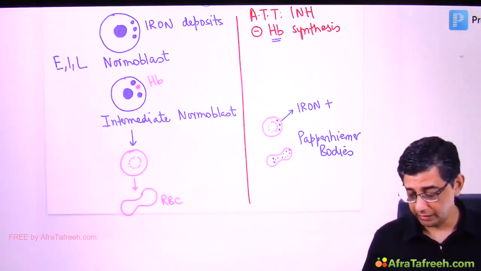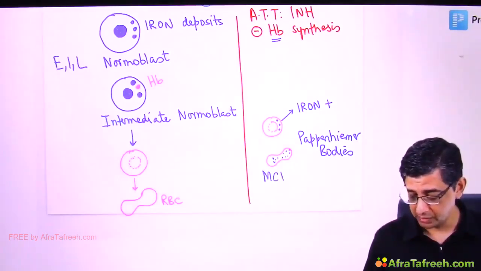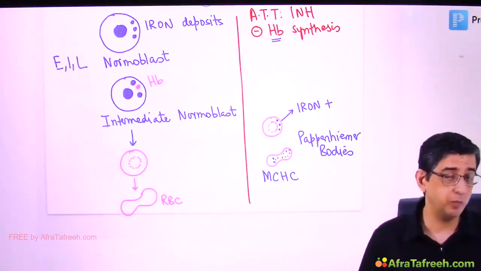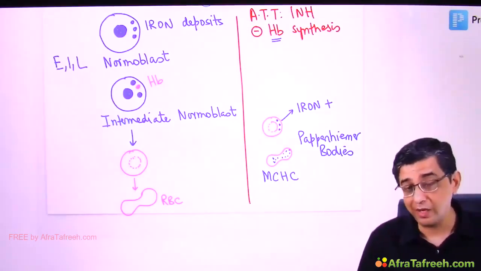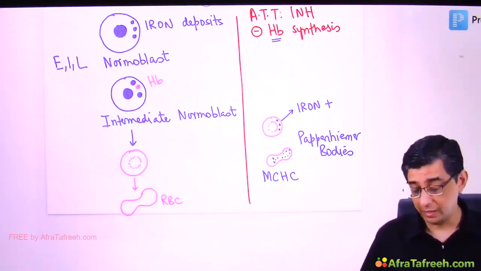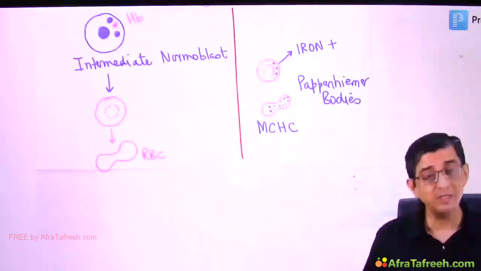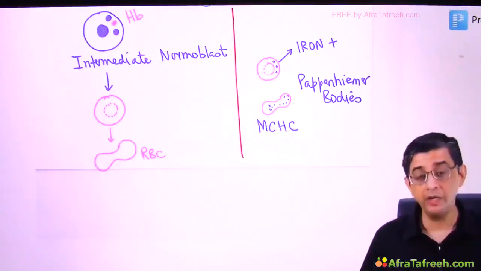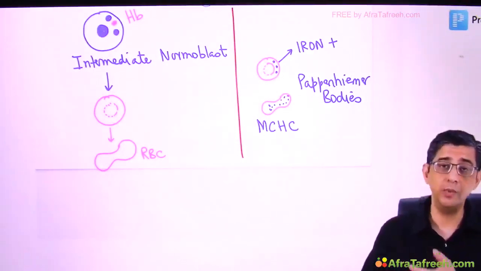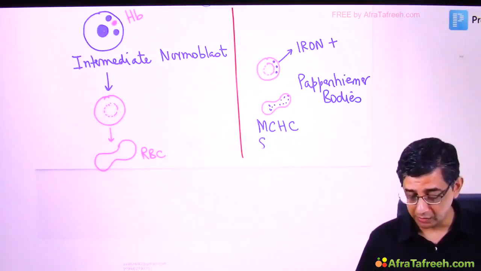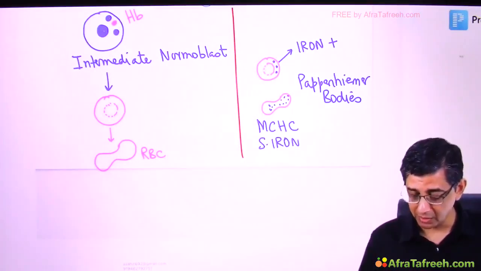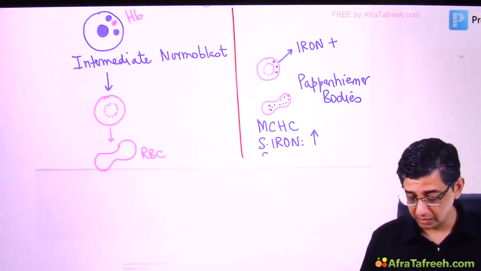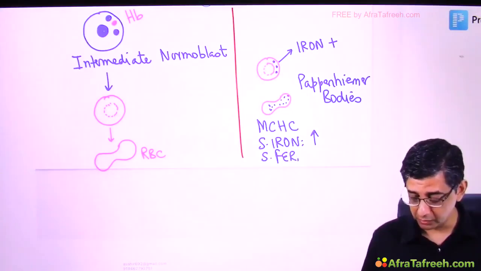I want to highlight that in sideroblastic anemia, the red blood cells that are formed are loaded with iron. Size-wise they are smaller, they are microcytic, they are hypochromic, and I want you to understand why hypochromic: because hemoglobin is not being formed. They are full of unutilized iron. Now, if you draw a blood sample of this patient and test for serum iron, because the RBCs are loaded with iron, serum iron will be increased. And if serum iron is increased, then gradually serum ferritin will also be increased.